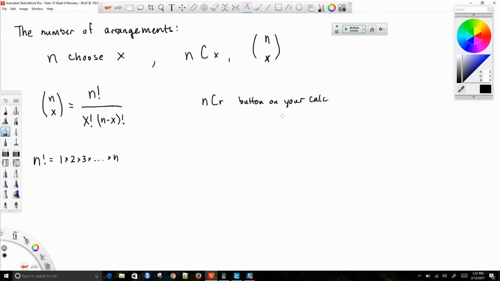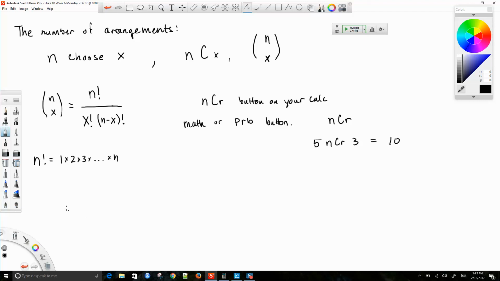If you have a TI, you might have either a math or a probability button, or you might hit math and there's a probability menu somewhere. Once you get to your probability menu, you'll probably see an nCr option there, and you'd do something like 5 nCr 3 is 10.